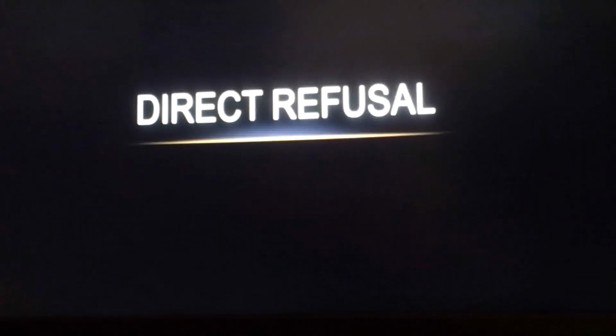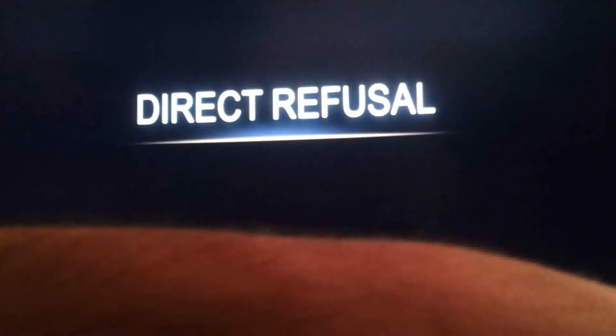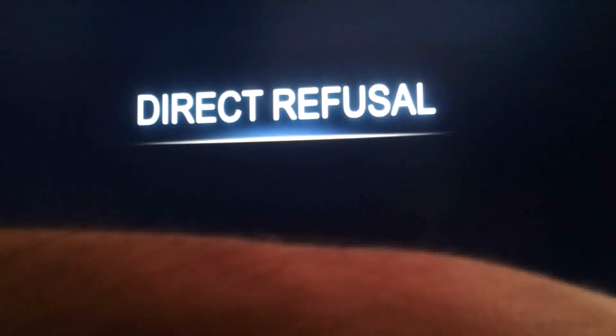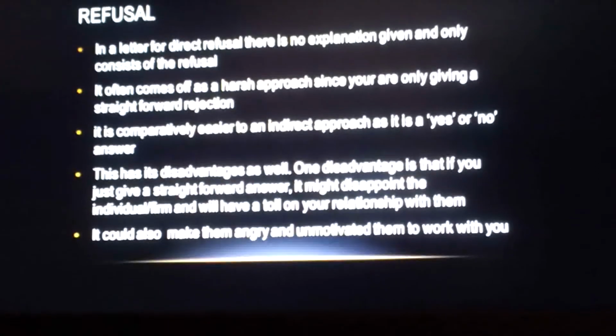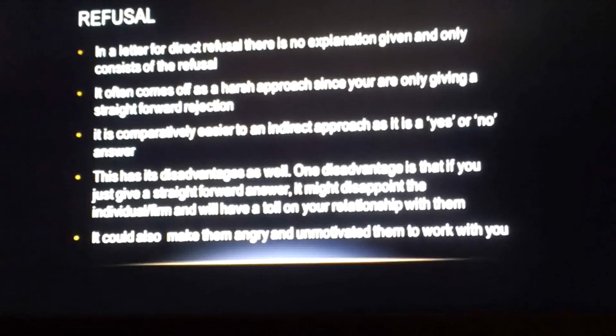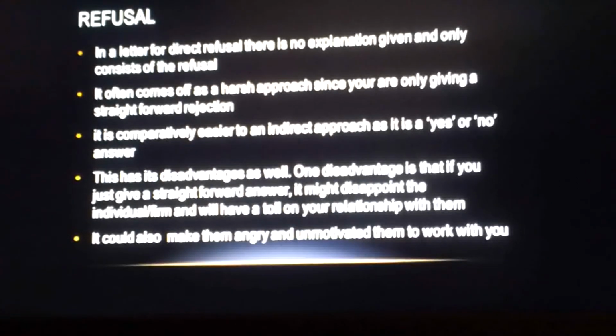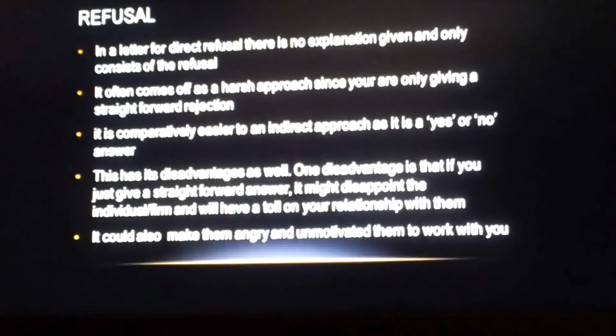Direct refusal. This is a more direct and easier way of just refusing. It's not recommended, but for some situations, it would be more preferred. A direct refusal only consists of a refusal. So in this letter, a direct refusal is giving no explanation for the refusal. It often comes off as a harsh approach since you are only giving a straightforward rejection. It is comparatively easier than an indirect approach because you're just pretty much saying yes or no as an answer.